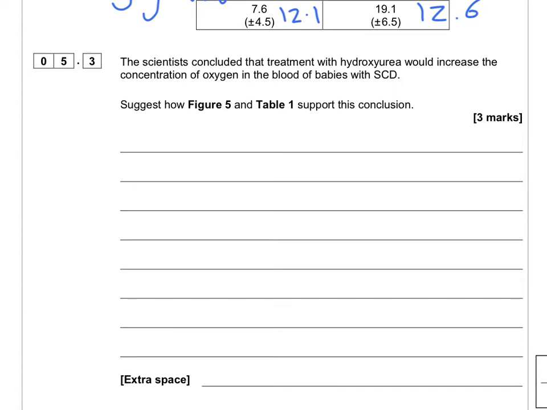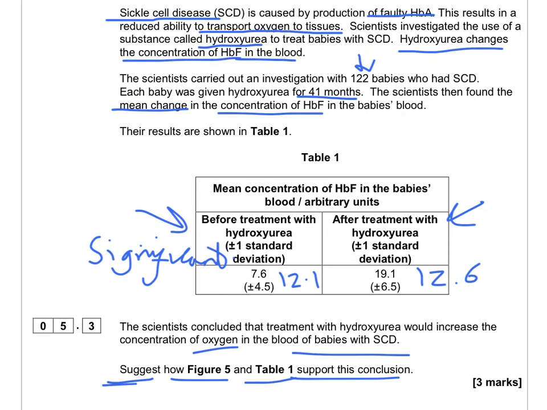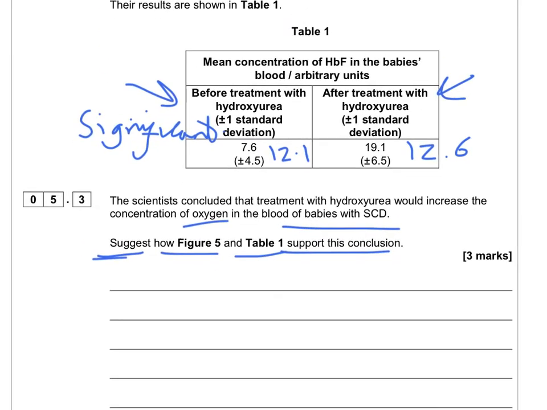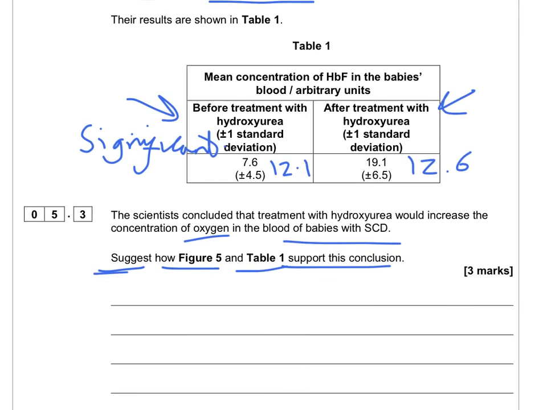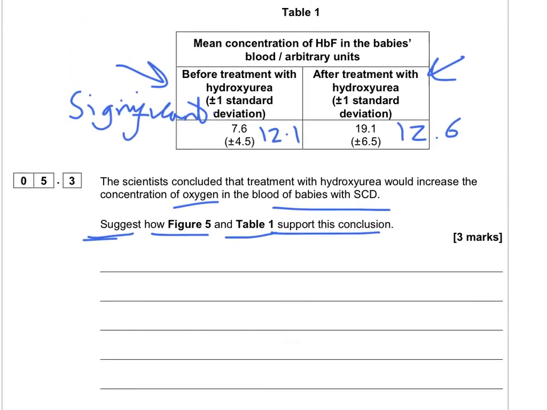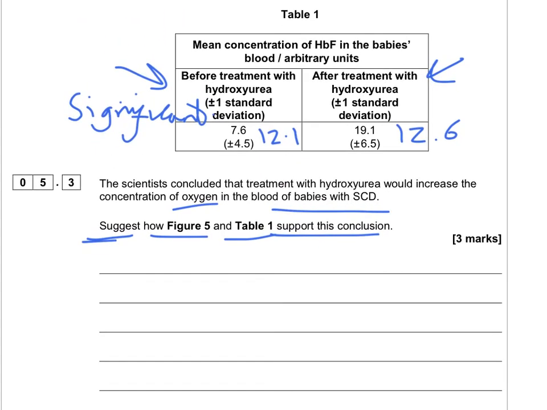Question 5.3. The scientists concluded that treatment with hydroxyurea would increase the concentration of oxygen in the blood of babies with SCD. Suggest how Figure 5 and Table 1 support this conclusion. So not only are you going to use the data up above, but you're also going to use Figure 5 from the other page, the dissociation curves that they showed you. So I'm going to get that now to show you.